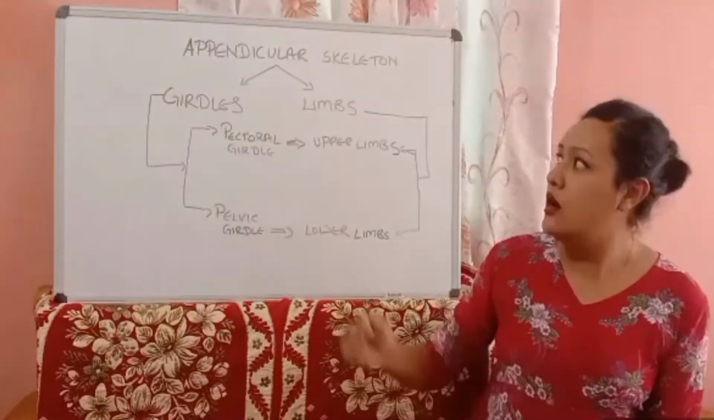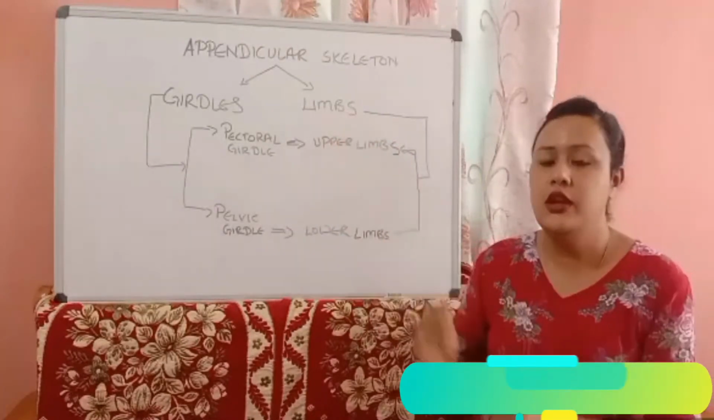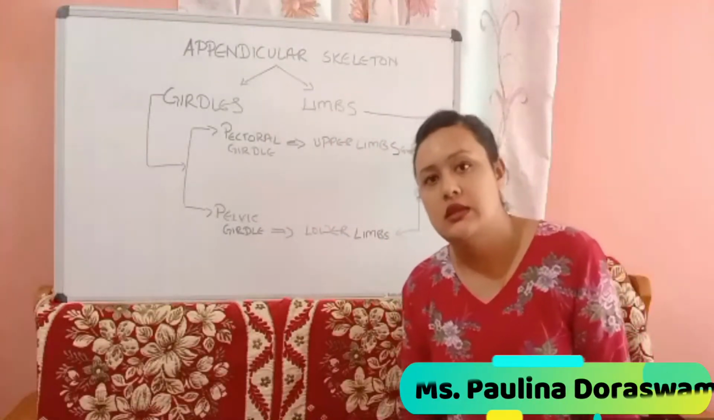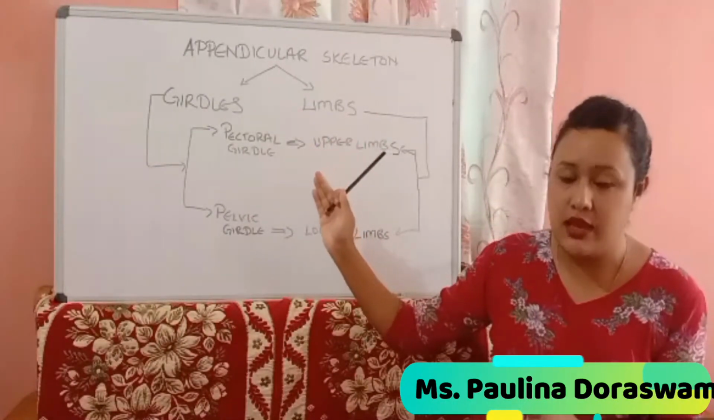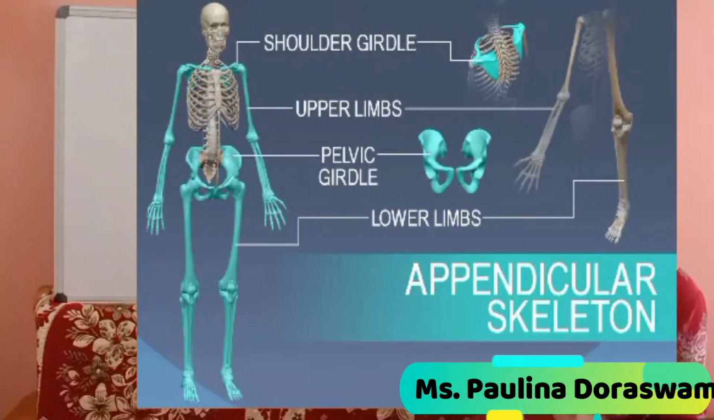Hello class 9. So today's topic, as you all can see here, is the appendicular skeleton. This skeleton consists of your girdles and your limbs. Okay, there are two types of girdles. You can see the pectoral girdle and your pelvic girdle. Your pectoral girdle is attached to your upper limbs, and your pelvic girdle is attached to your lower limbs.